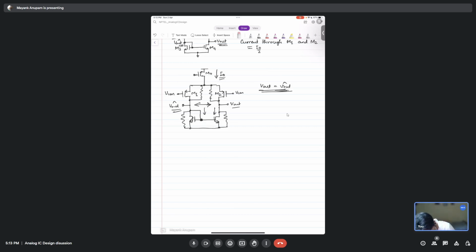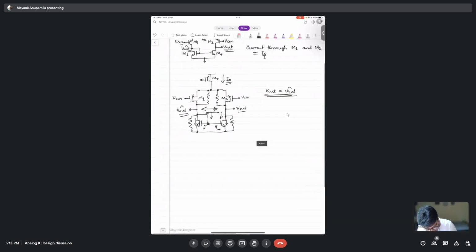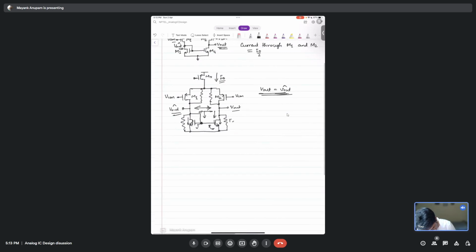Right now, this VGS is the same for both of these. So because of VGS, the same current should flow here, correct? But now, where can the difference between the currents come from? It can come only because of this resistance R.